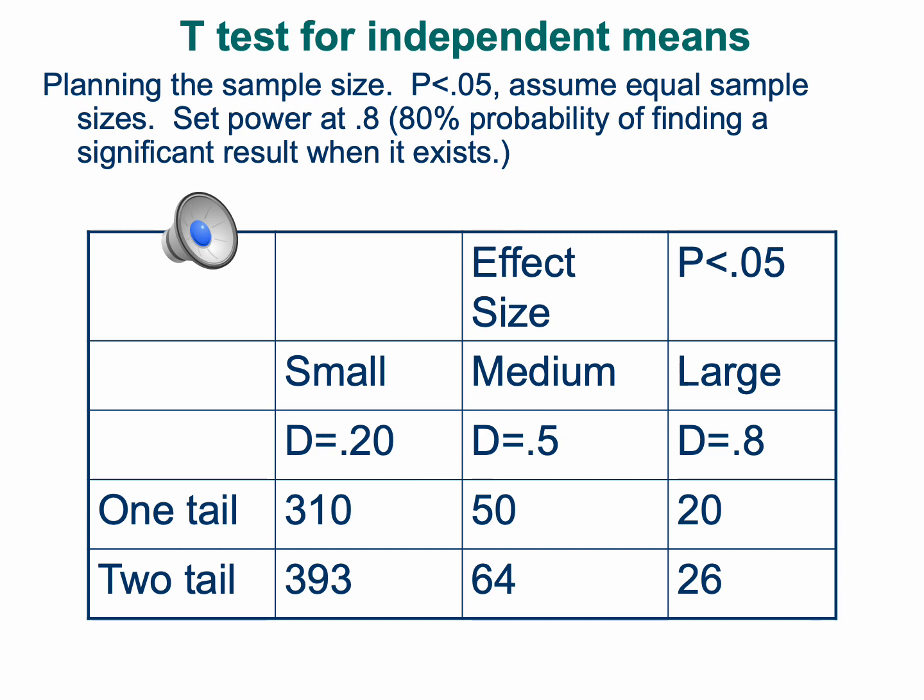To detect a large effect, d equals 0.8, given these conditions, you only need a sample size of 20 or so. To detect a medium effect, you need a sample of around 50. To detect a small effect, you need 310 subjects for a one-tailed test. So you need lots of subjects to detect small effects, and far fewer subjects to detect larger effects. You can see where it's exponential.